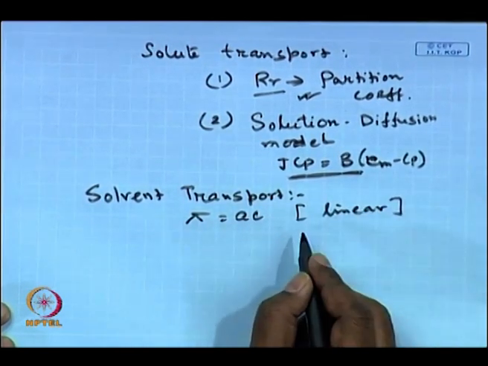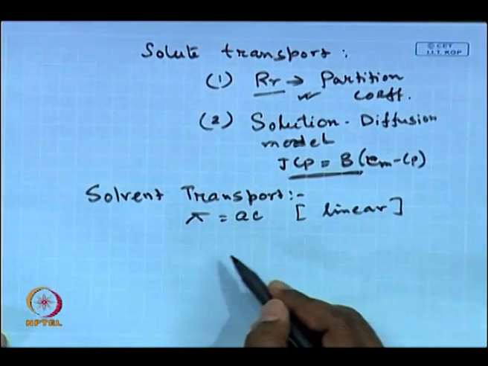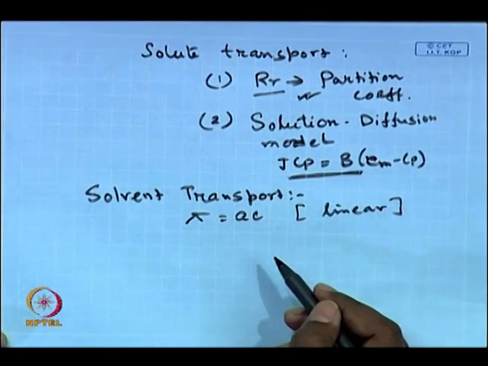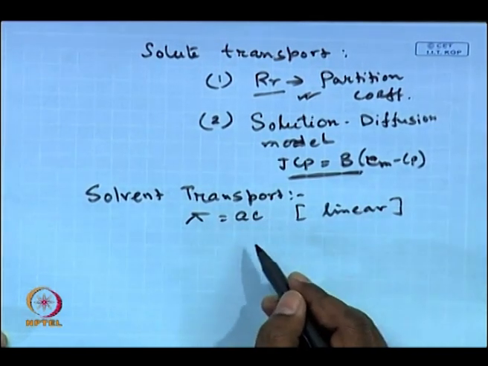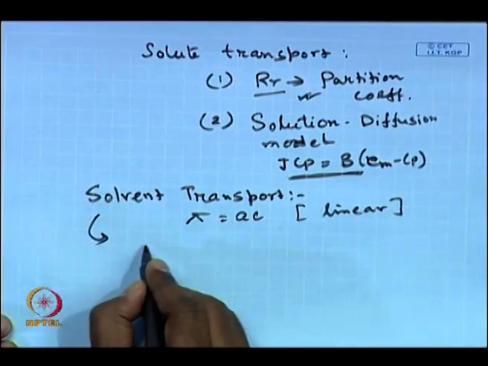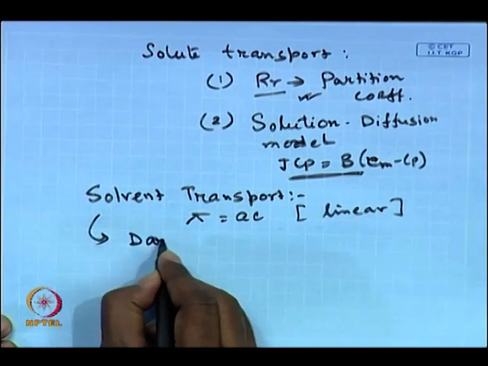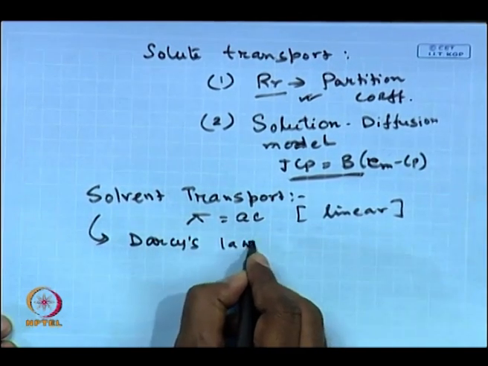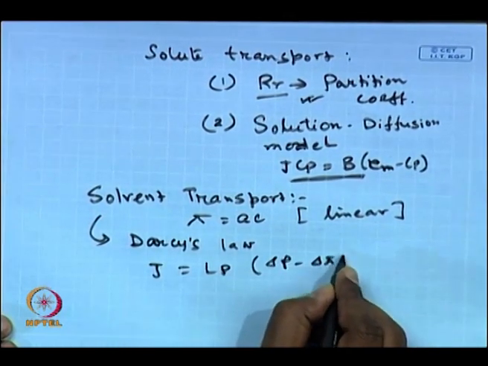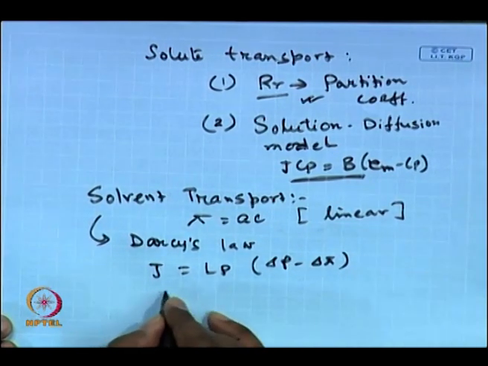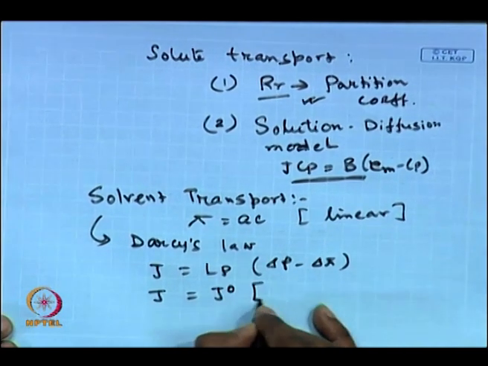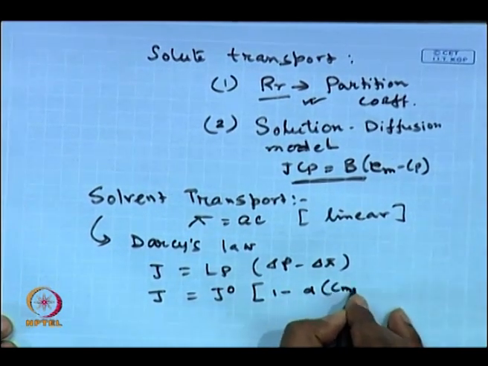The same method can be utilized if you have a polynomial relationship of osmotic pressure with concentration. For the sake of demonstration, I am just taking a linear relationship of pi as a function of concentration. Now, we use the solvent transport, Darcy's law. J is equal to Lp times delta p minus delta pi. This gives an expression, after non-dimensionalization, J naught times 1 minus alpha Cm minus Cp.